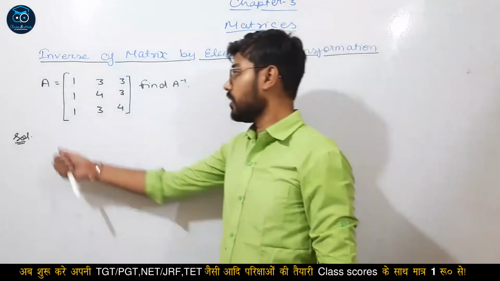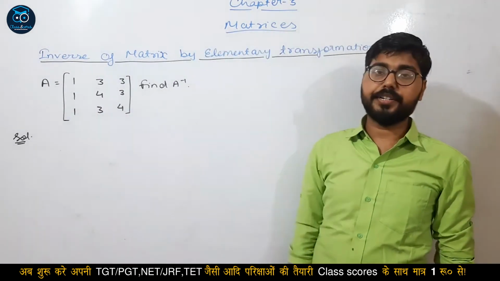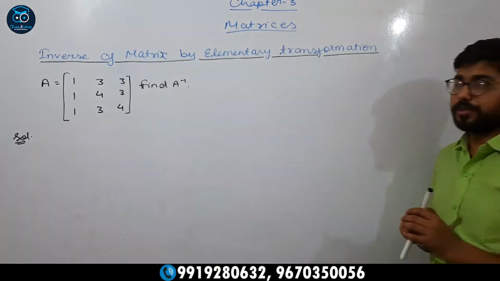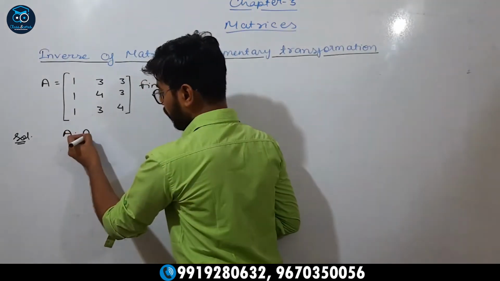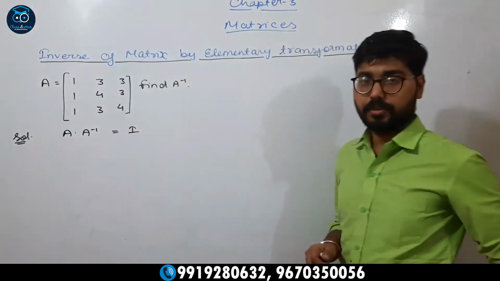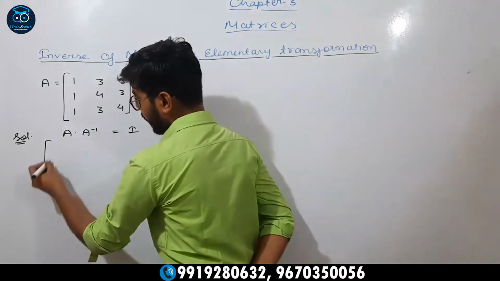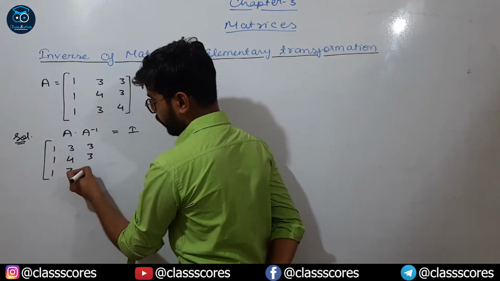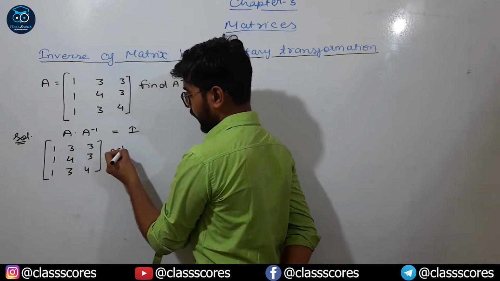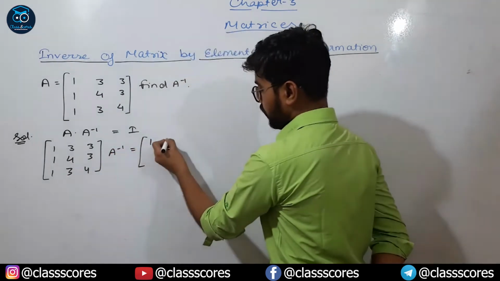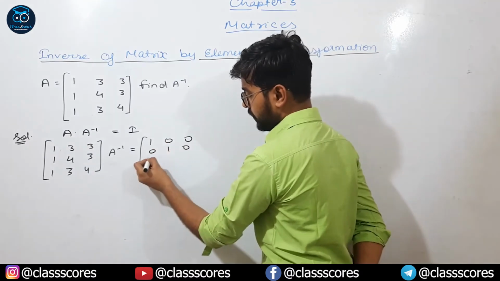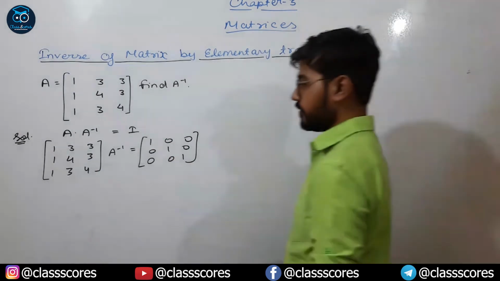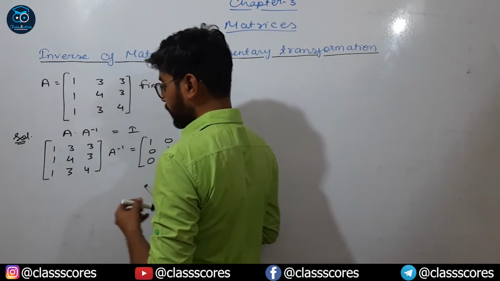In this question, a matrix A is given and we need to find A inverse. With the same method we are going to solve this question as well. First of all, we can write A into A inverse equals I. Now substitute the value of A, that is 1 3 3, 1 4 3 and 1 3 4, and A inverse as it is, and I is 1 0 0, 0 1 0, 0 0 1. Okay, clear?